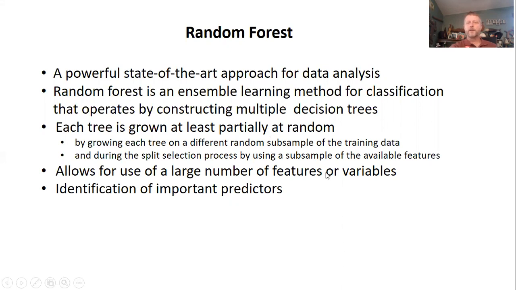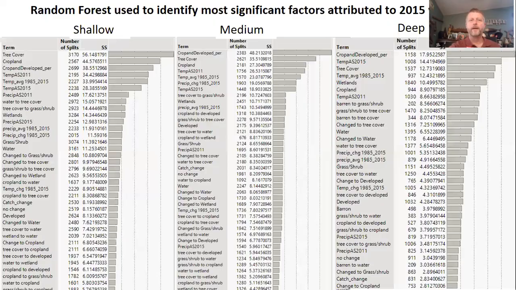It allows for a large number of features, and it identifies the important predictors, and that's how I'm using it here. So the ones with the most votes have the bigger bars up here. And so what we find for water clarity is land cover features are very prominent up there, but then also some of the temperature and precipitation values as well.